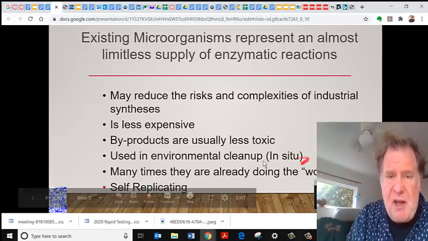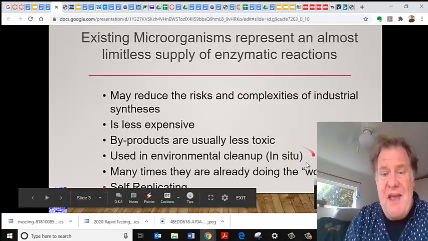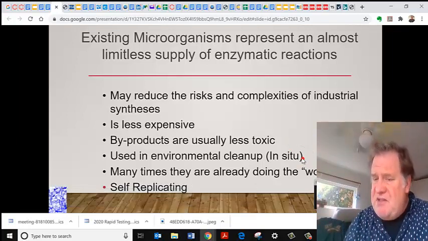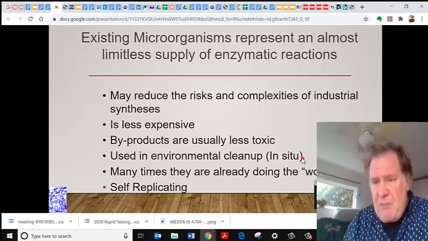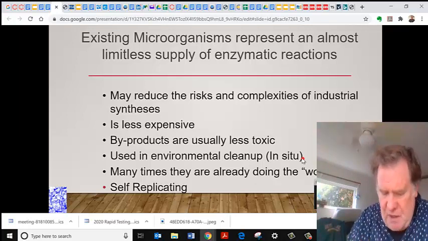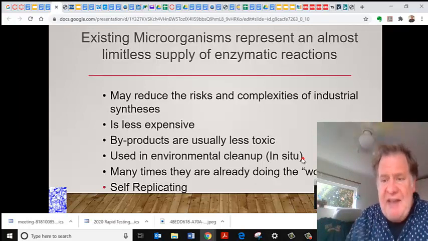Again, like I said here, the byproducts are usually less toxic. Again, we could actually use microorganisms to clean things up. I don't know if you've ever gone past, if you go down Sharp Park Boulevard, right at Sharp Park and El Camino Real, there was an old gas station there.